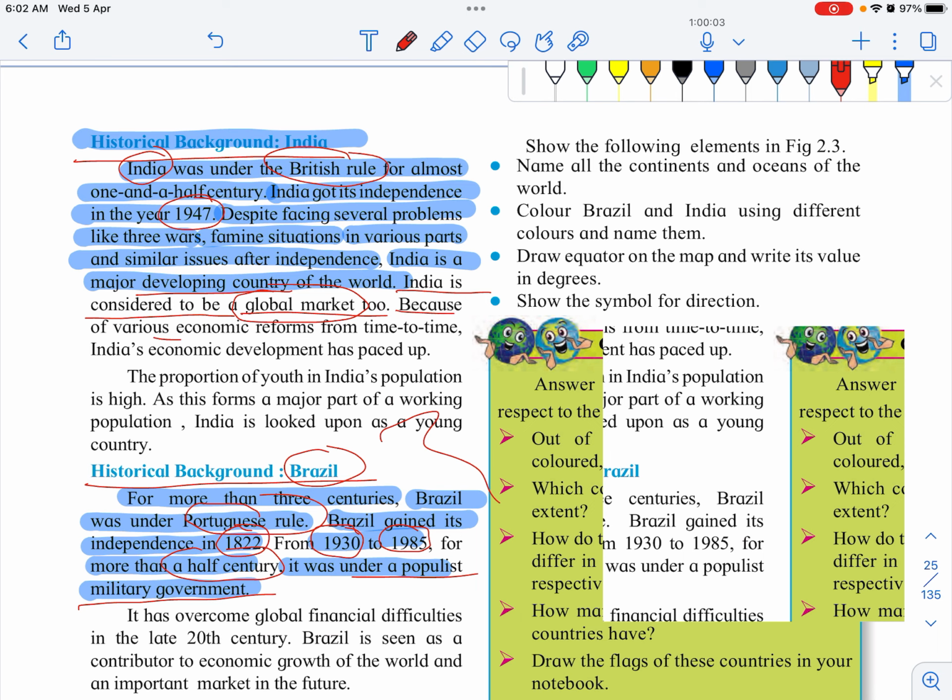Because of various economic reforms from time to time, India's economic development has picked up pace. You know the 5-year plans. These 5-year plans helped India with economic reforms. Then the proportion of youth in India's population is high. So India is known as the country of youth, and because of this it forms a major part of the working population. India is looked upon as a young country. So this was all about India.